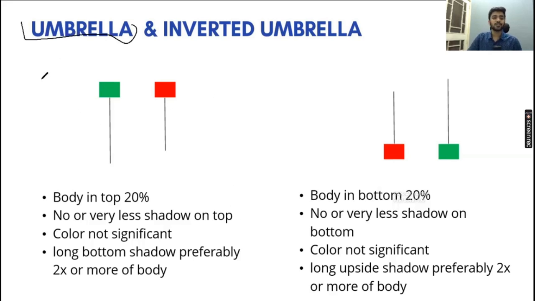Now, this is very similar to umbrella. So you would have seen some umbrella. Umbrella is like this. Okay. And this is very similar to this. And don't confuse this with the dragonfly doji. For a dragonfly doji, your open and your close should be equal or very near. A body like this is okay. But if your body is like this, it's actually not a dragonfly doji. However, they both tell you something very similar.